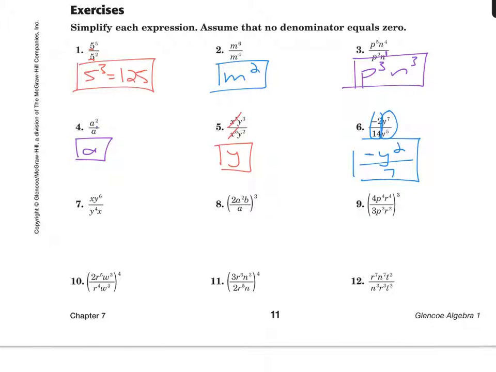Number 7, if you look at the x's, there's 1 of each, so they cancel each other out completely. And the y's, we've got 6 on top, 4 on bottom, so we're left with 2 on top when they cancel.